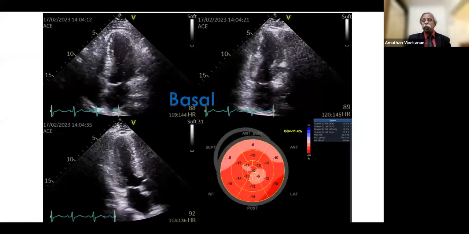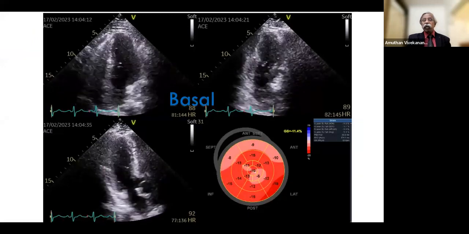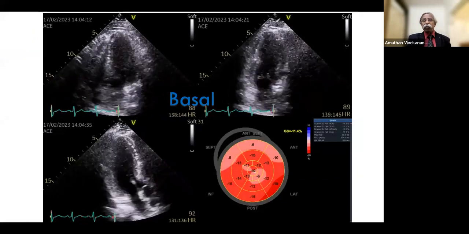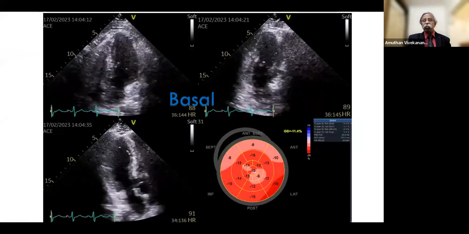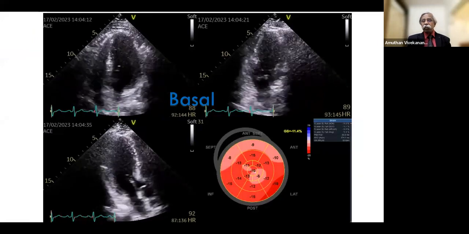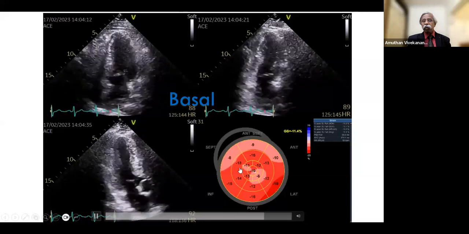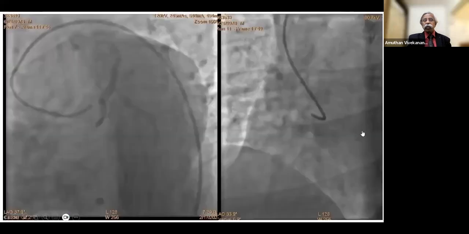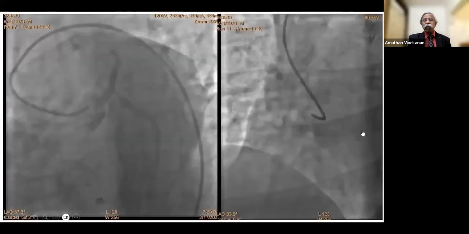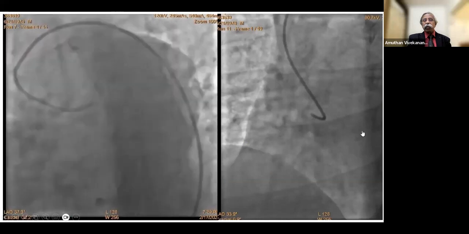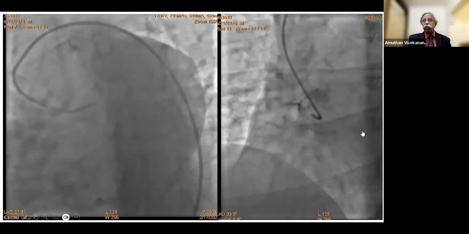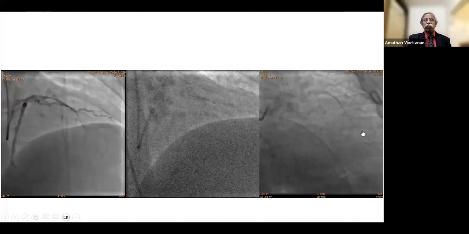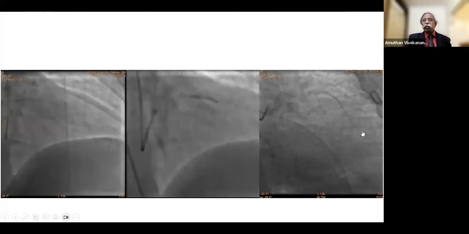Now, we'll have a case. This patient had only ST segment elevation in aVR and ST depression in lateral leads. And you can see here, this is the basal triplane view analysis. The regional wall motion abnormality is there in the anterior septum, anterior wall, and the LV apex. And this is the angiogram. The patient had a tight lesion in the LAD, and he had a ramus lesion also, an ostial lesion in the ramus, and the ramus was non-dominant. The patient was taken up for angioplasty and stented.